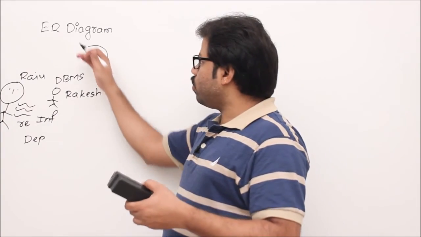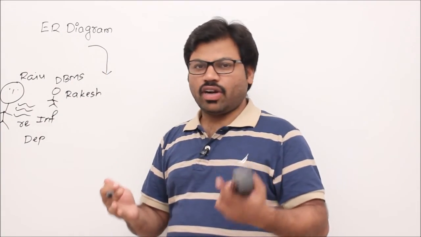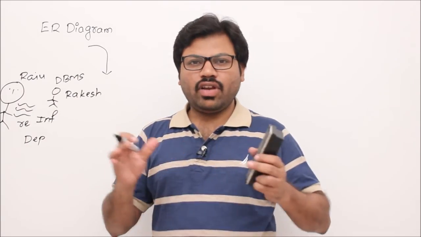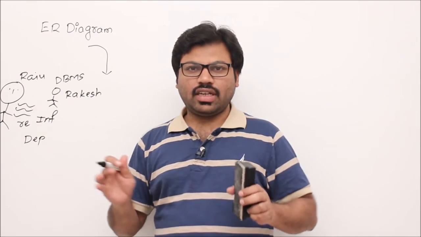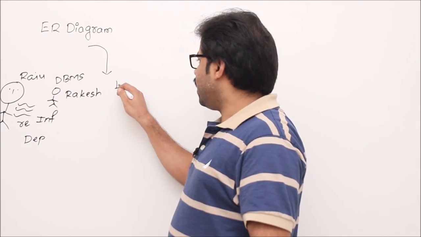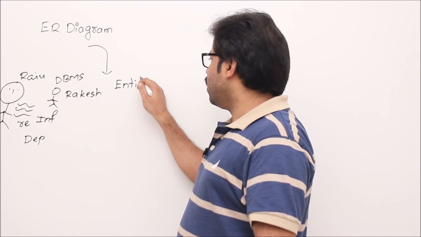Now, how am I going to use the ER diagram to represent whatever he gives? We'll see slowly, one by one. First of all, at a high level, Raju is going to say that I have some objects or entities. That's why, first, in the ER diagram, we are going to represent the entity.